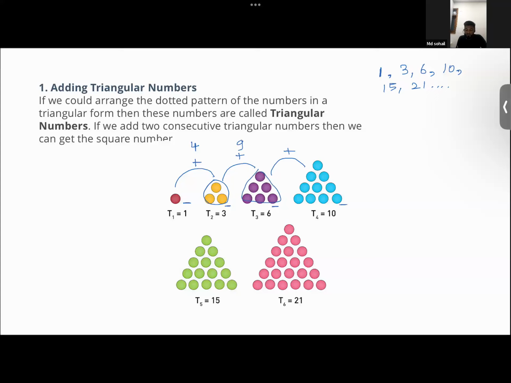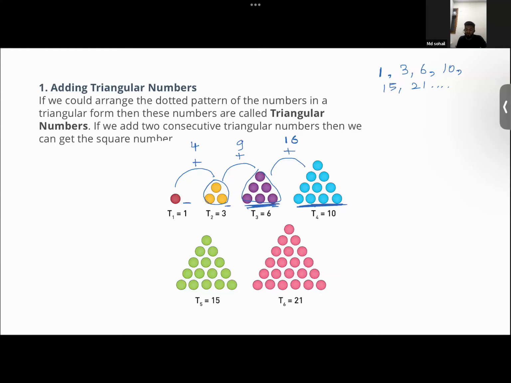Then you add these 6 dots and 10 dots. No, not 10, it's 16 here. We are adding these two: these 6 dots here and these 10 dots. You add them, you get 16.